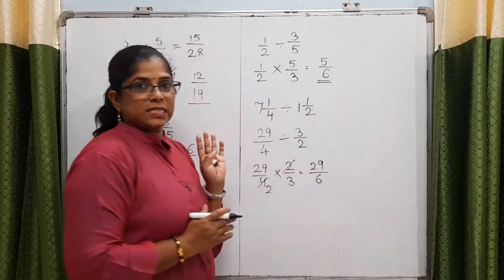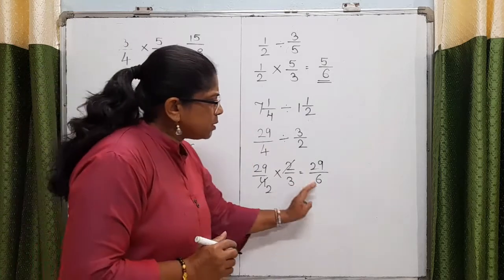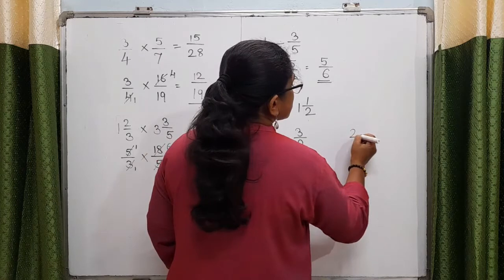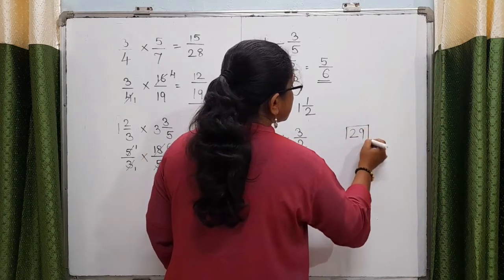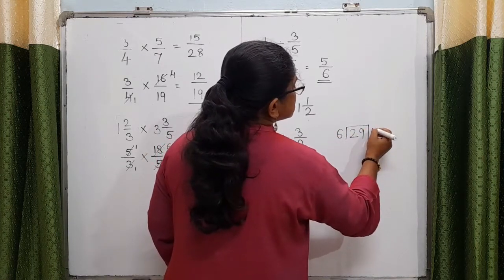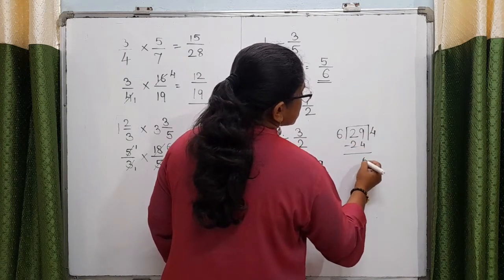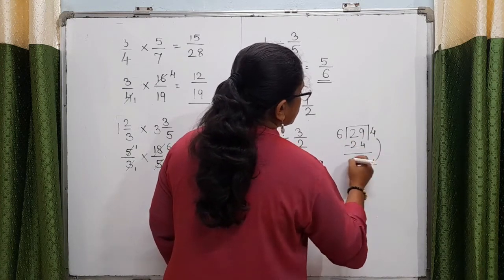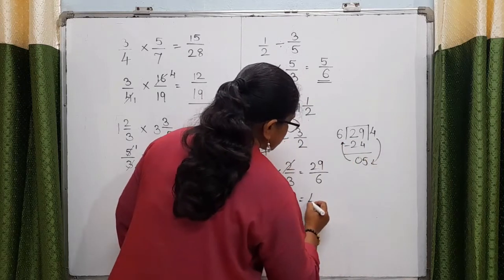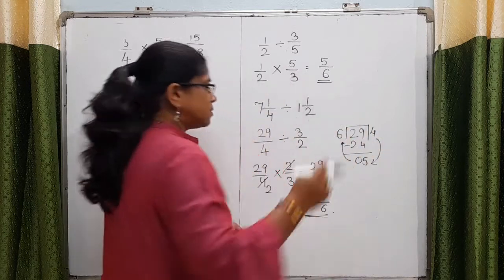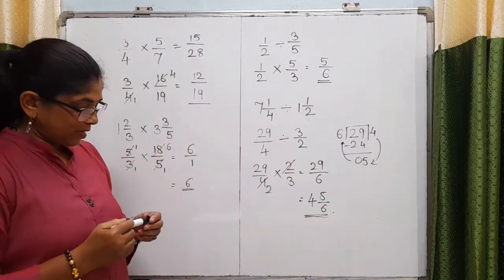29 upon 6. Now when we come across improper fraction, what we have to do? Convert it to mixed fraction. 29 divided by 6. 6 fours are 24. 4, 5 upon 6. This is how we divide the fraction.